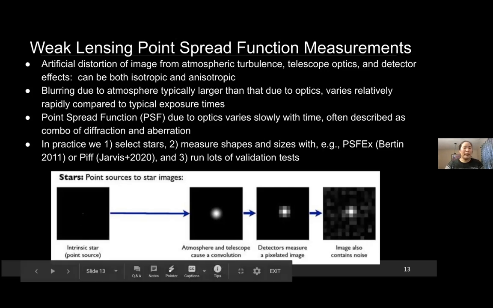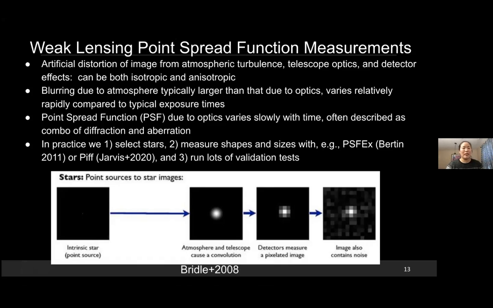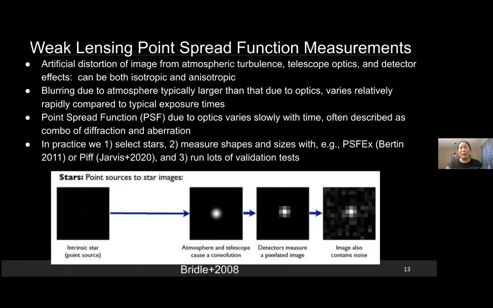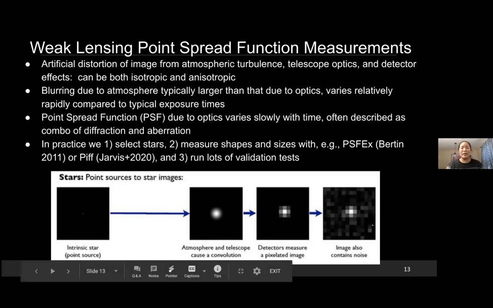What we do in practice, and here's an image of an intrinsic star, which you can't even really see, but it's in the center of the image. It's really a pinpoint-like point source. And that's the original size of it. But as it goes through the atmosphere and different instrumental effects, you get a convolution where it blurs out. And then what we measure is pixelated. And then the image also contains noise. So in the end, we get something that looks like this picture on the right.